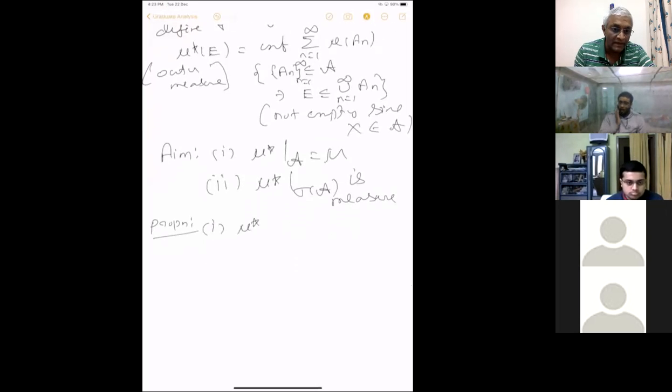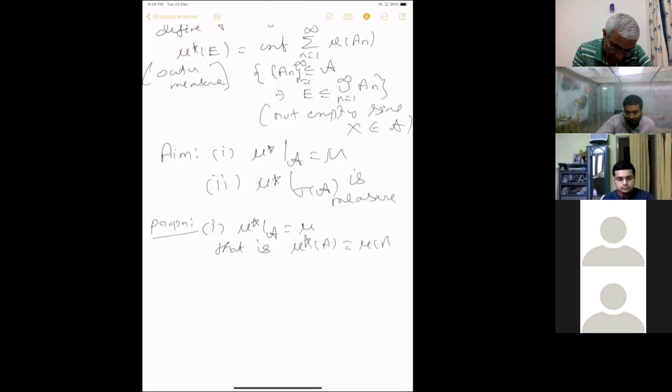Mu star restricted to this A is mu. That's what we want to prove. That means mu star of A equal to mu of A for all A in script A. That's what it means. So that's one thing we want to verify.